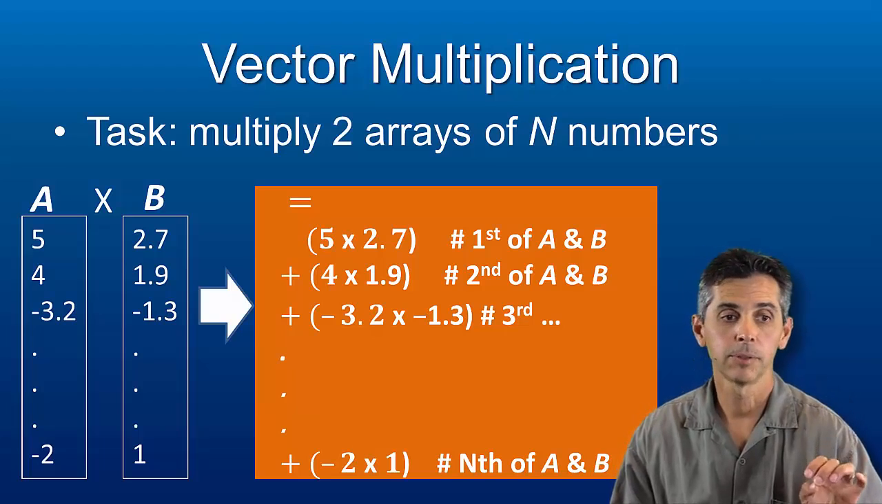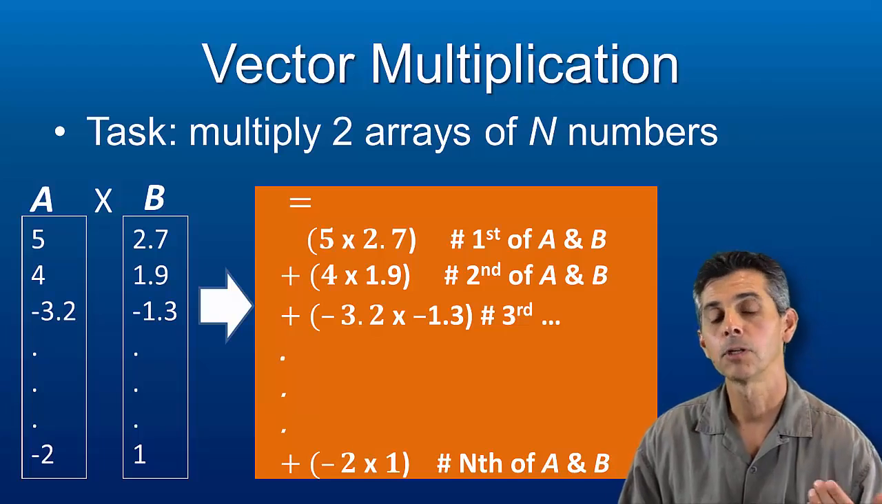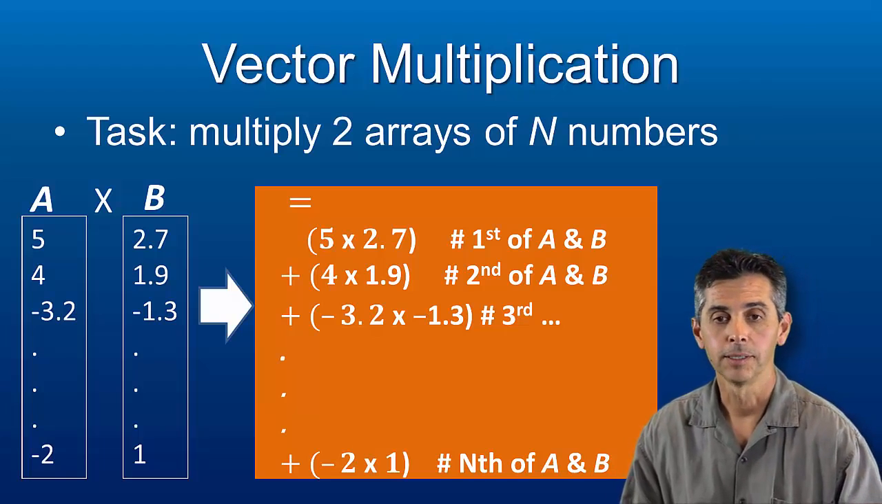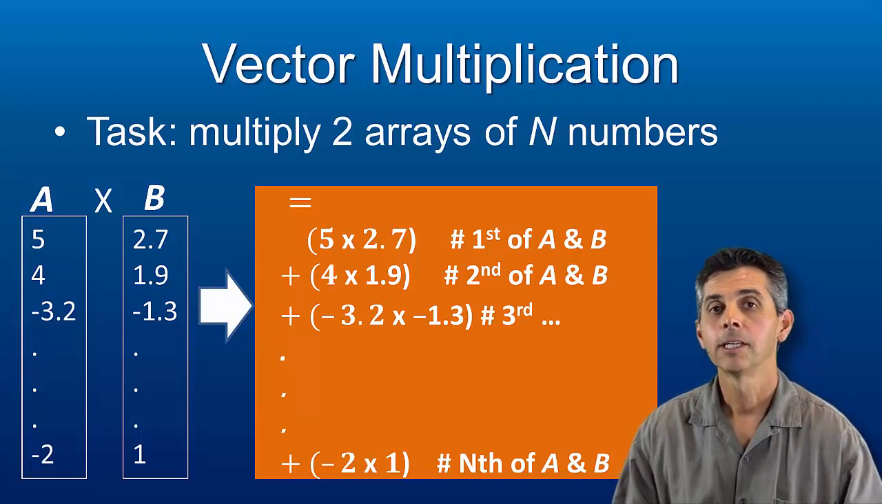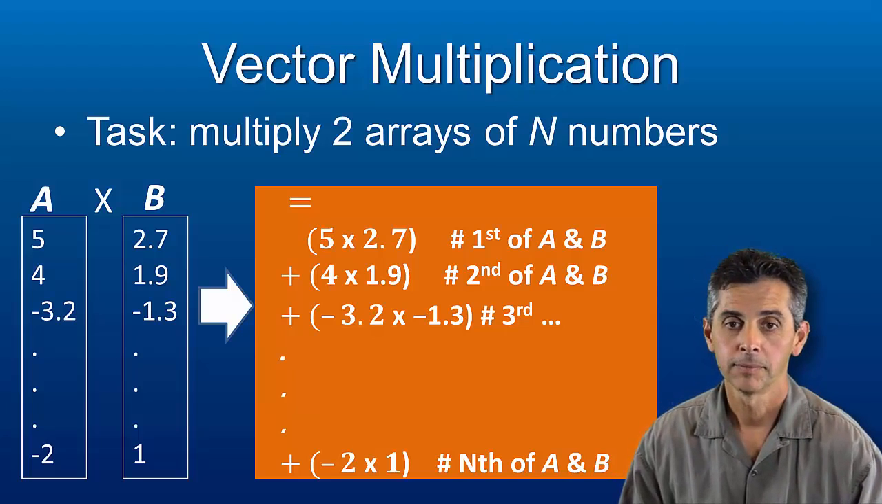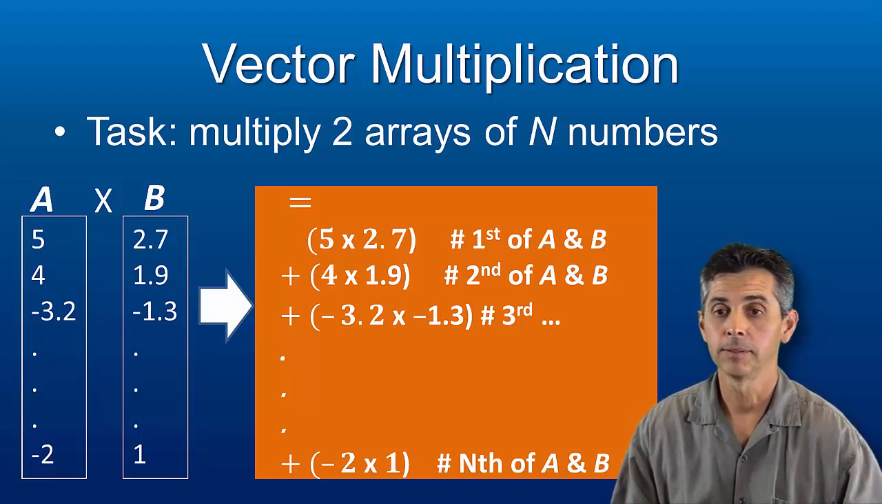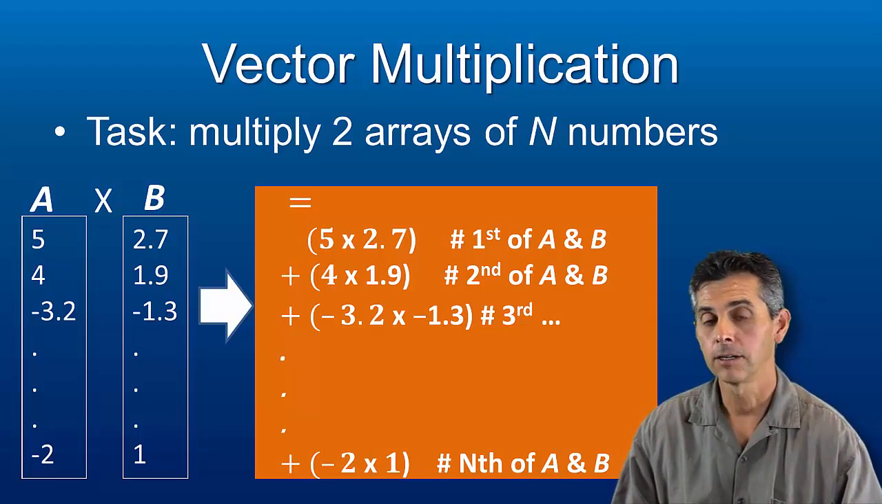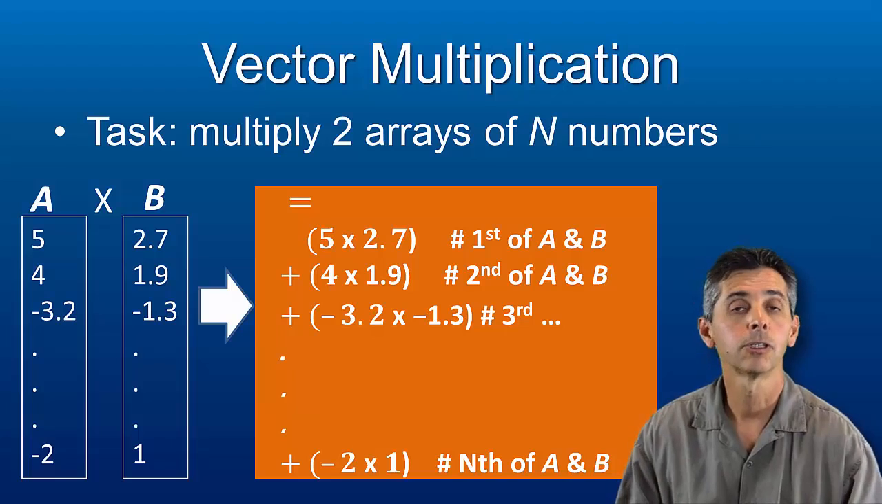So for this example, the first element of vector A is multiplied by the first element of vector B. The second element of A is multiplied by the second element of B, and so on, up to the last element, indexed by n in our examples. And at the end, all those terms are added up.